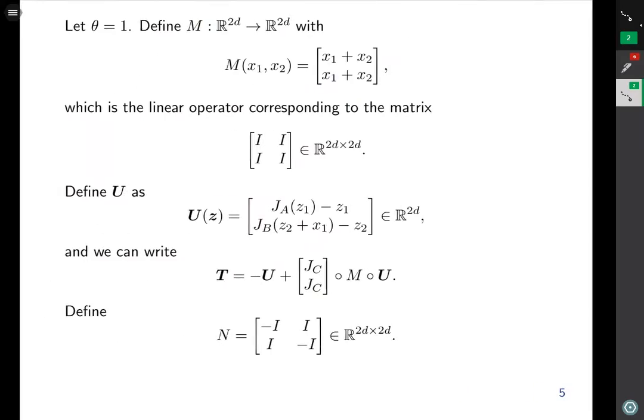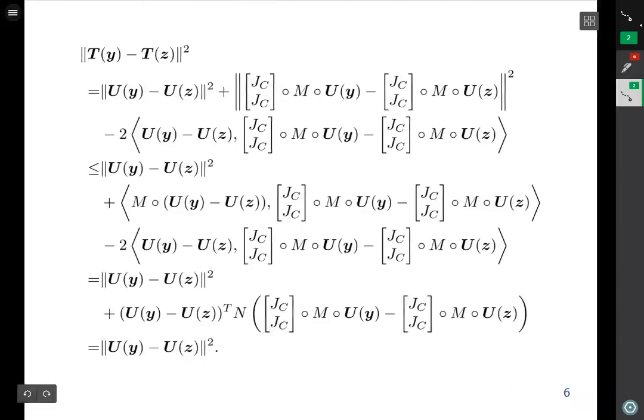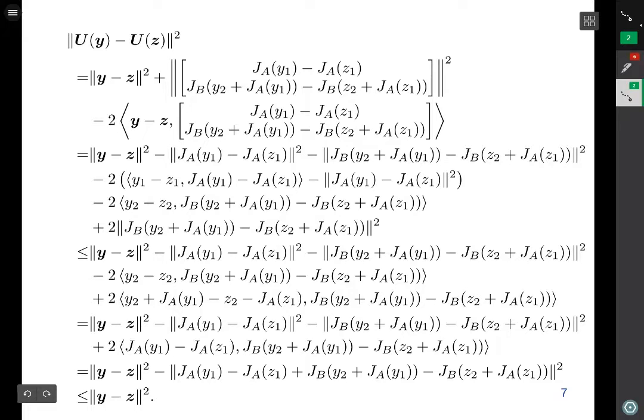Remember that U was defined by this expression. We simply plug that in and expand to get this equivalent expression. Note that this giant norm is really a sum of two norms squared. The minus norm squared and the plus 2 norm squared add up to account for this term. This term is placed here, and this term is placed here.